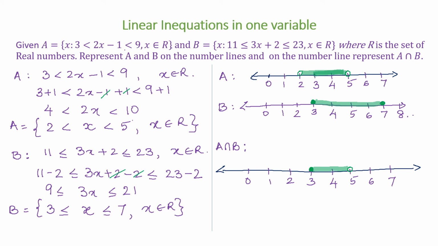If you wish to write it as a solution set, you can write A intersection B is equal to all those x such that 3 is less than or equal to x is less than 5 and x belongs to R. So now let's go to the next question.